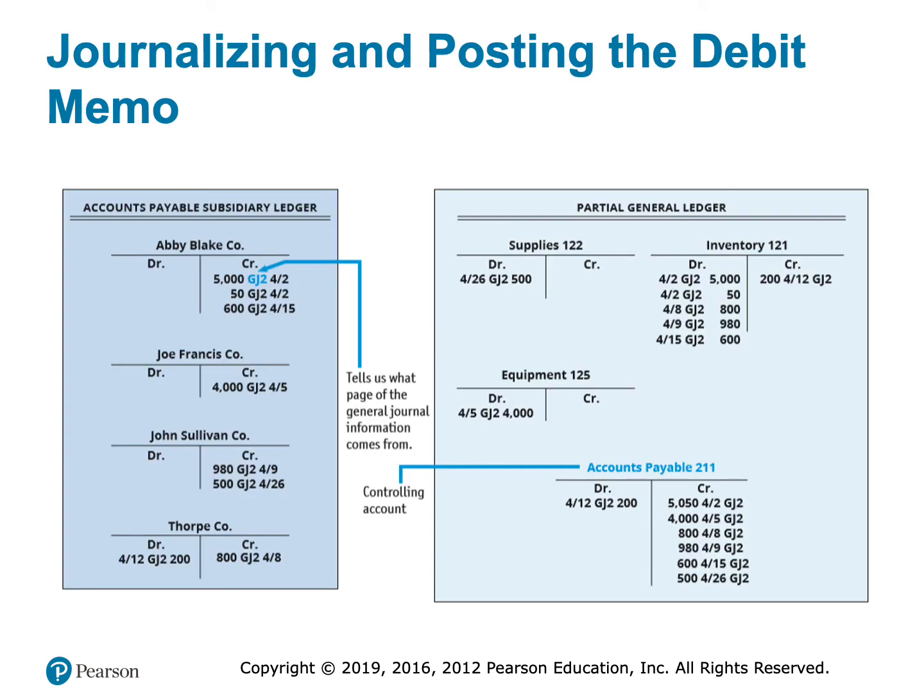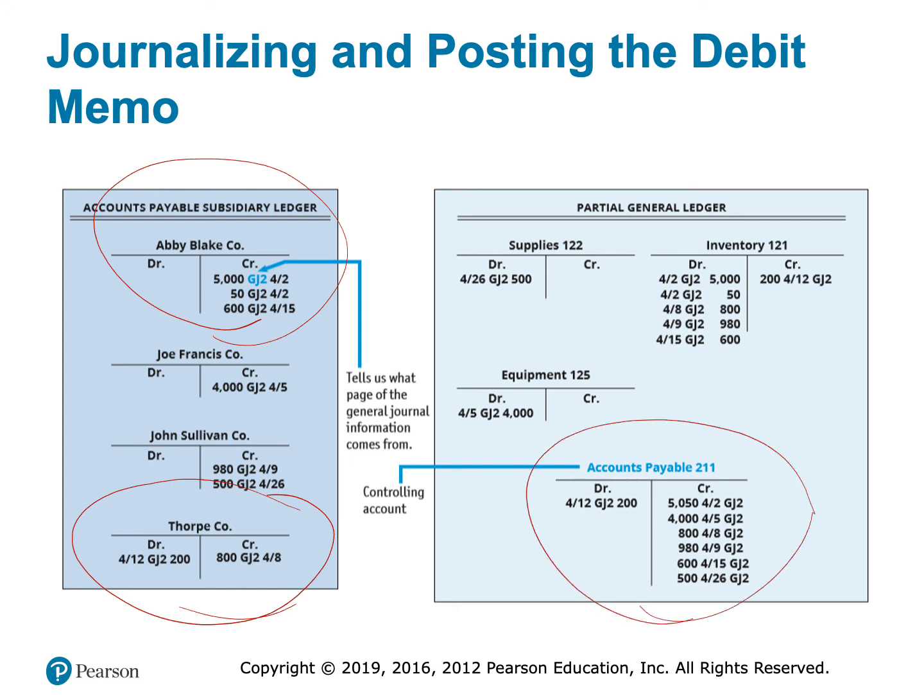And now we can see where we've posted these accounts. We've got our Abby Blake accounts here that we can see we've posted to our subsidiary ledgers. Notice down here at Thorpe Company, we've debited the Thorpe Company subsidiary ledger, and then if we were to add all of the subsidiary ledgers up, they would equal the balance in our accounts payable control account.